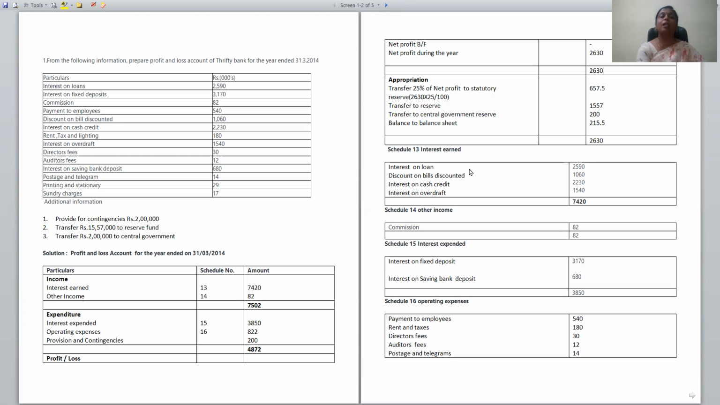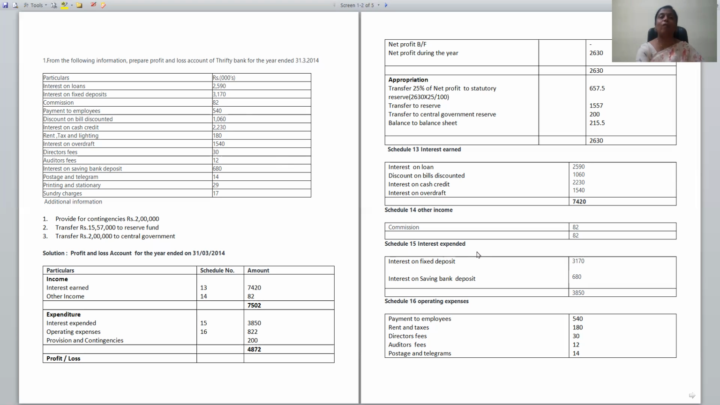The next one is interest on fixed deposit. So this 3,170 is the interest on fixed deposit. A fixed deposit is maintained by your customer in a bank, and for whatever is there as a customer's fixed deposit, you are going to pay interest. You are not going to charge, you're paying interest. So any interest paid from the bank to the customer comes under schedule number 15 as interest expended. So we can see here we have interest on fixed deposit, the 3,170, under schedule number 15.